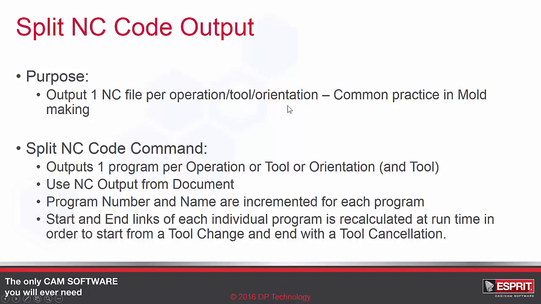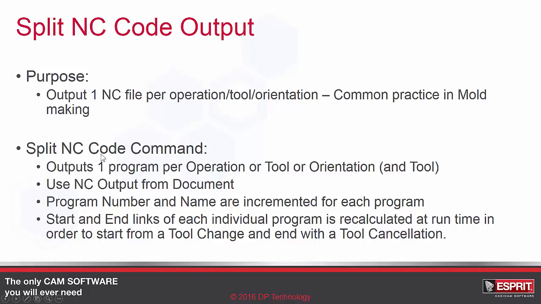This function is particularly convenient for the output of a large series of long machining operations, very common in mold making practices, as a set of separate NC files. So instead of having to select individual operations for NC code output, which can be quite time consuming when working with a large amount of machining operations, split NC code makes this process more automated, and the program number is also updated for every program.